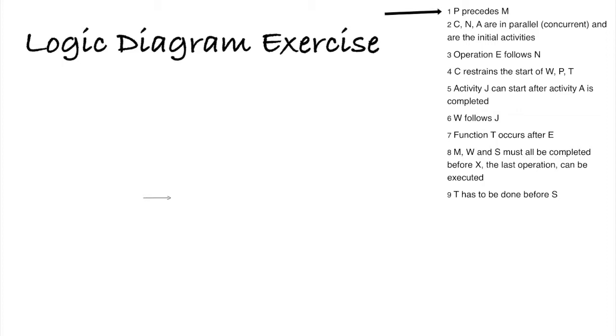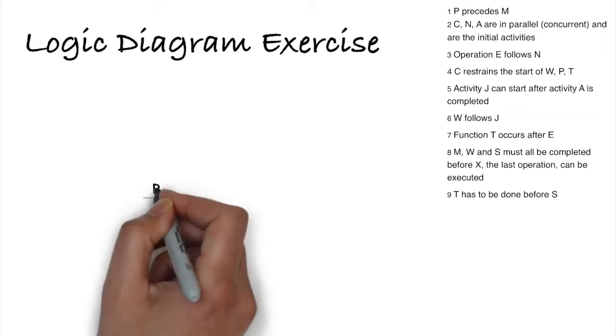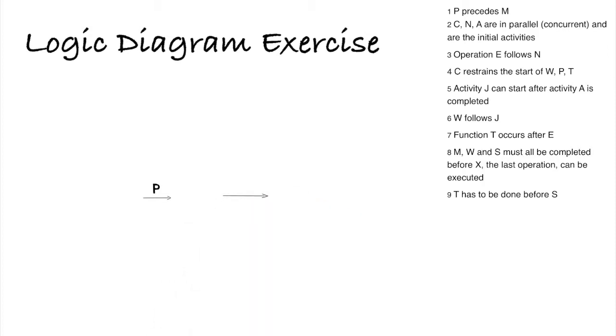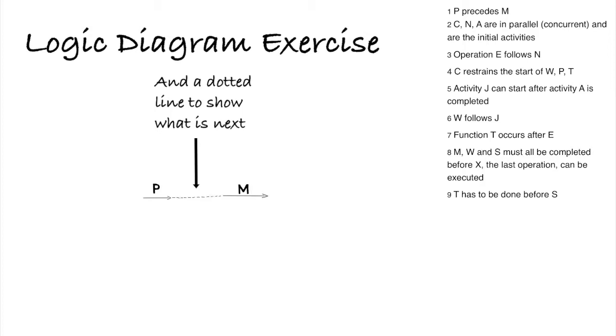Number 1, P precedes M. Since we don't know where each operation is going to go in the end, we have to start by placing these 2 in the middle until we see how things develop. Neither item was designated as a starting or ending operation, so we know they'll be somewhere in the middle. We are going to use a line with an arrow for our operations. The arrow will signify that the operation is complete and the direction of the next step.